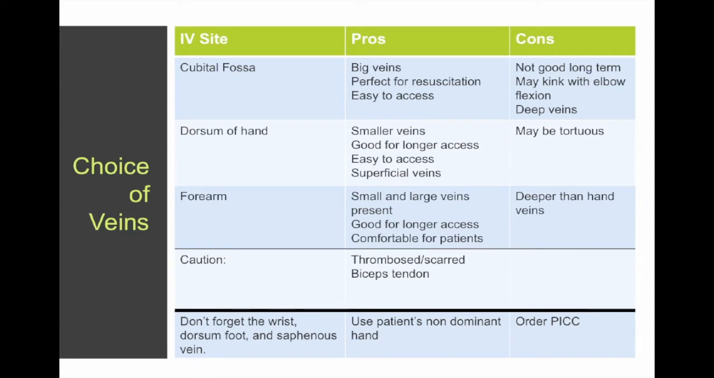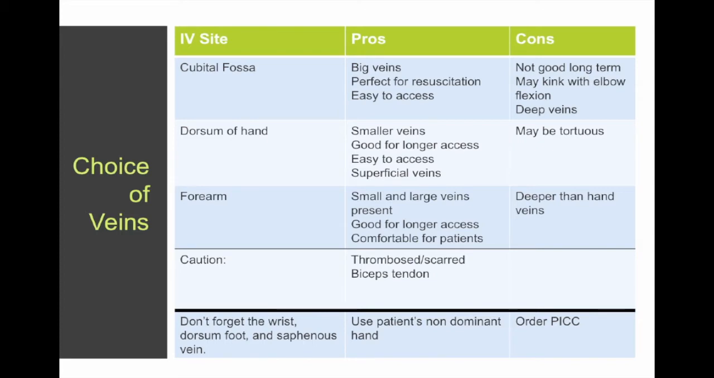Now, the dorsum of the hand, again, really easy to access, very commonly accessed, especially in the theatre environment. Often they're smaller veins, they're good for longer access, and they're easy to access because they're quite superficial. But they may be tortuous, and occasionally patients may have more pain in that area as well.